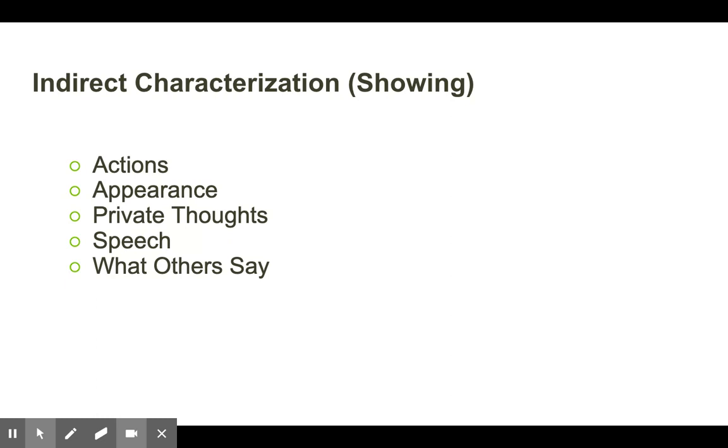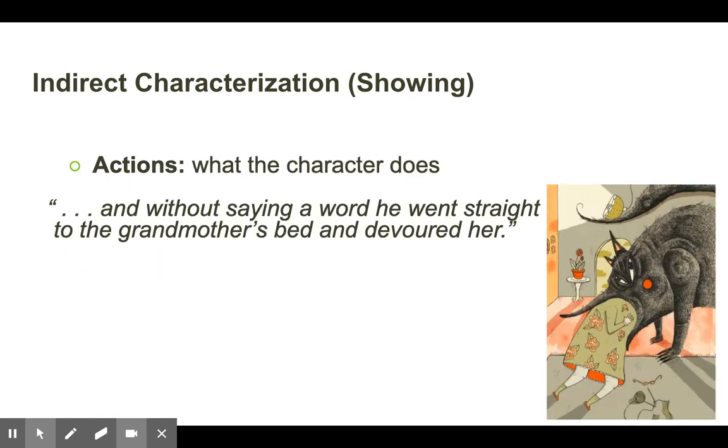Indirect is just what it sounds like. It's not said straight out, but you can see it in a variety of ways. I also call it showing. You can tell it by the actions of the characters, how they look, what they're thinking, their speech, and what others say about them. So, first of all, actions, what the character does.